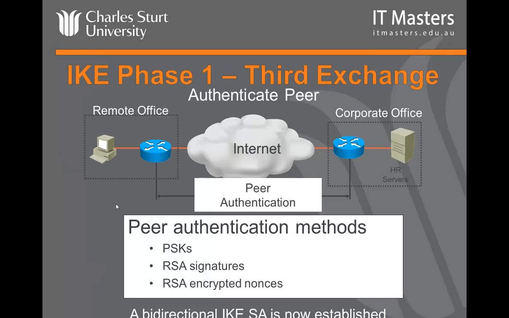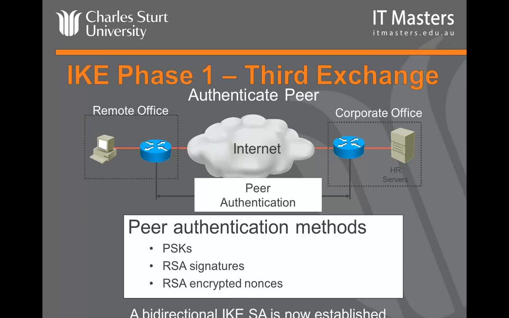IKE phase 1, third exchange. This authenticates the peer. So the router on the left knows who the router on the right is, and vice versa. They authenticate to each other saying, I'm router one, or I'm router two, we're good to go. Now they can use pre-shared keys, which are exchanged securely, RSA signatures, or what's called RSA encrypted nonces.